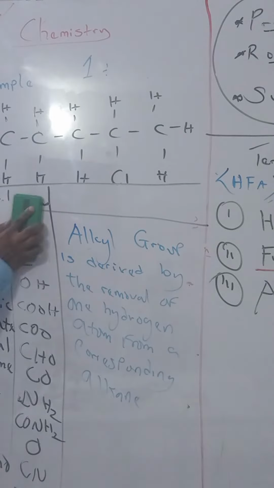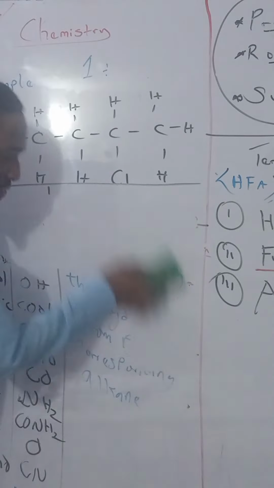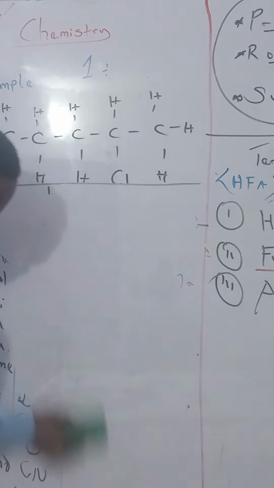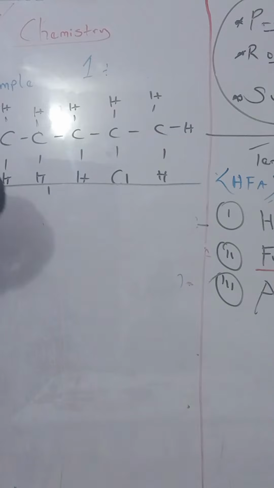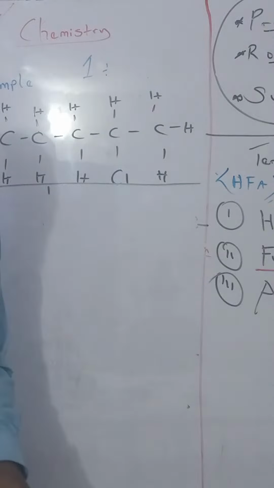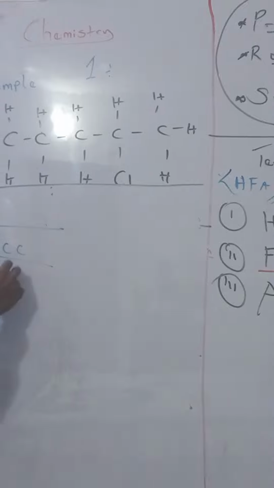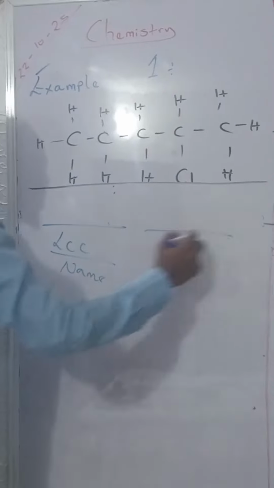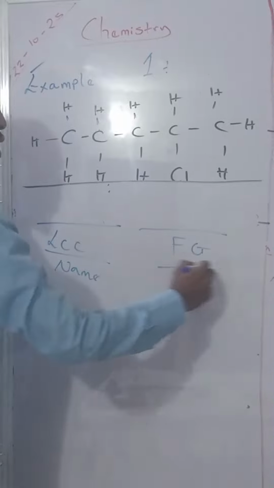So now, to name an organic compound is very simple. I like using this simple formula for the simple ones. I like saying to name an organic compound is just simply saying: here is the longest carbon chain, or the name. Here is the functional group, or the family name.